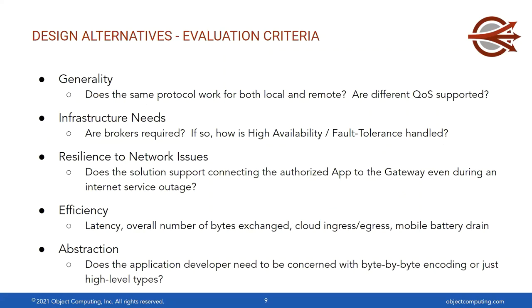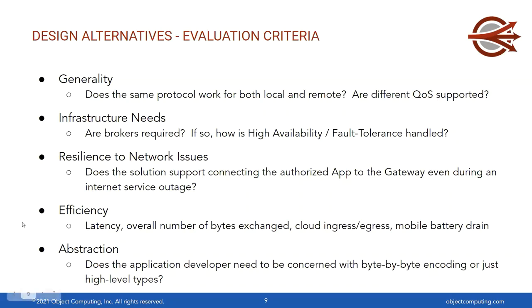Also, we want to think about infrastructure needs. Are brokers required for this? And if a broker is required, how are we handling the high availability and fault tolerance needs? We have resilience to network issues. So when looking at different techniques and solutions, does it support connecting an authorized app to the gateway even during an internet service outage?